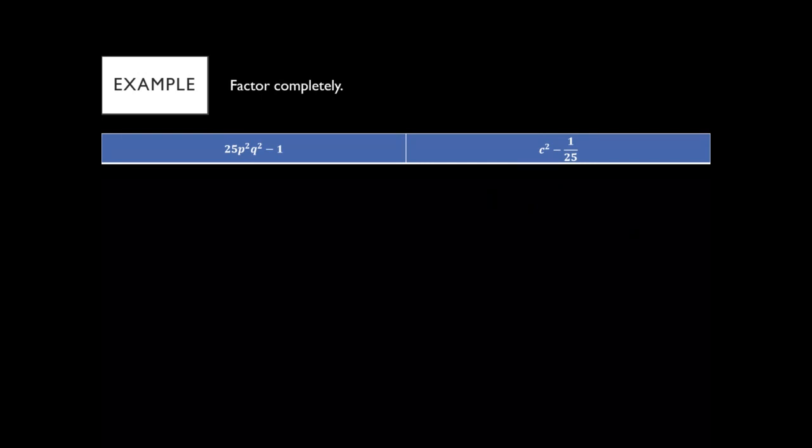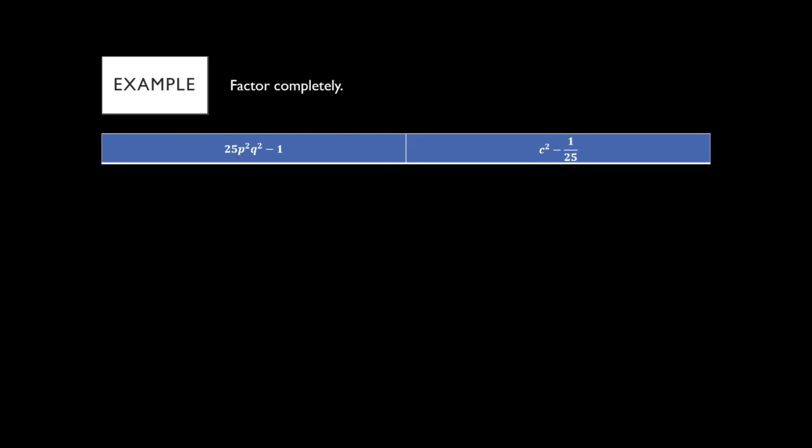So a few more here. Let's look at the one on the left. I have 25p squared q squared minus 1. So we look at this, I've got 25, which is 5 squared, and then we have a p squared and a q squared. So this is a difference of squares.